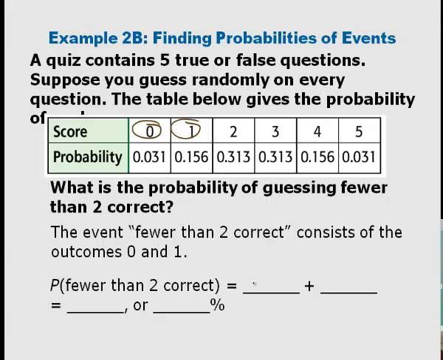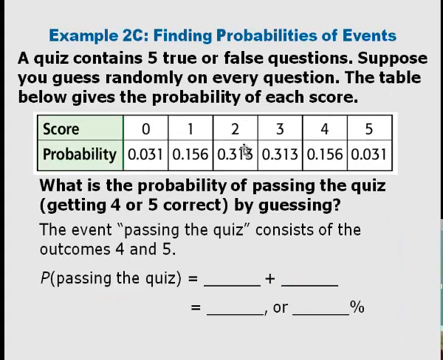Okay. 0 correct is 0.031, 31 thousandths. 1 correct is 156 thousandths. This was 0 correct. This was 1 correct. Add them together. 187 thousandths. Move the decimal 2 places to make it into a percentage: 18.7%. So the probability of fewer than 2 correct is 18.7%.